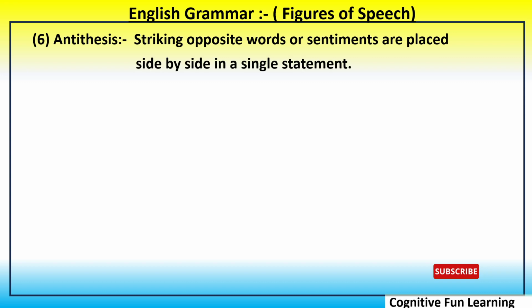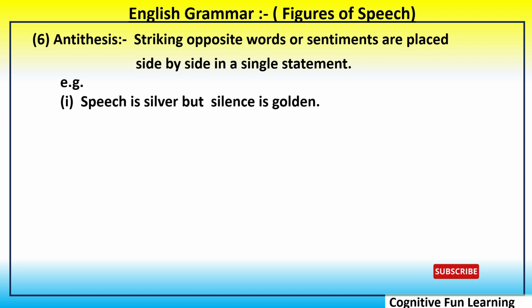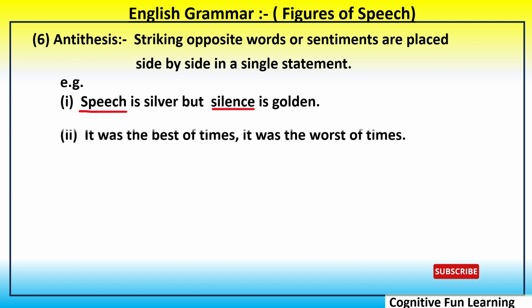Antithesis. Striking opposite words or sentiments are placed side by side in a single statement. For example, silver is speech but silence is golden. Here, speech and silence are opposite words and they are placed in a single sentence. So this is an example of antithesis.